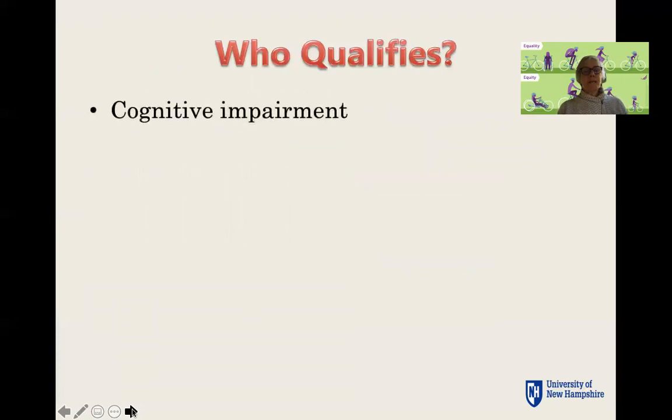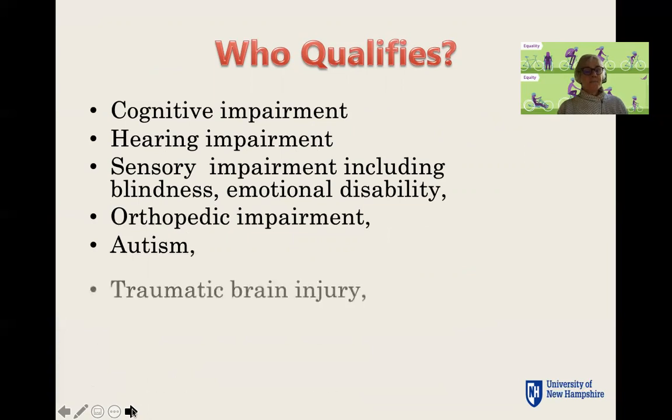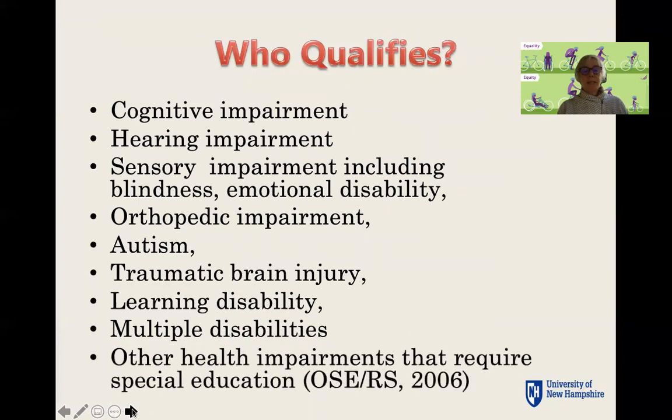Who qualifies? Cognitive impairment, students with hearing impairment, sensory impairment, blindness, emotional disability, orthopedic impairment, autism, traumatic brain injury, learning disabilities, multiple disabilities, and other health impairments. So if a child is identified as having a disability, they qualify under IDEA and they have an IEP. It's a little complicated, but hopefully you understand that there's specially designed instruction given their needs incurred by their disability.